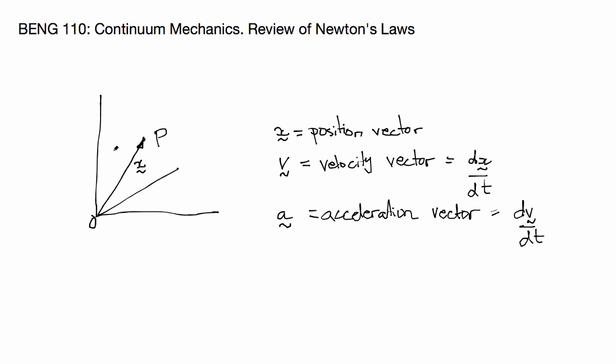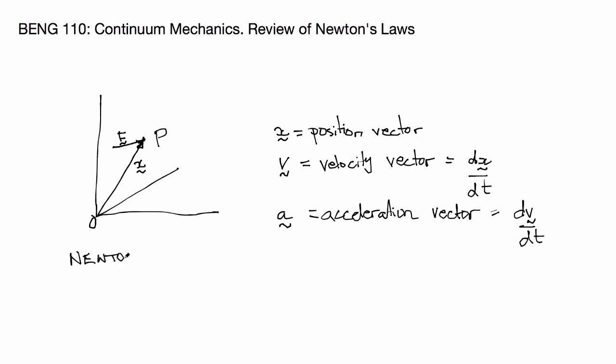In order to develop Newton's laws, we also need to consider the force acting on the particle, the total net force acting on the particle, and so we will label that vector F. So particle mass m, with position vector x in an inertial reference frame, has external force F acting on it. Given this, we're in a position to write Newton's laws.